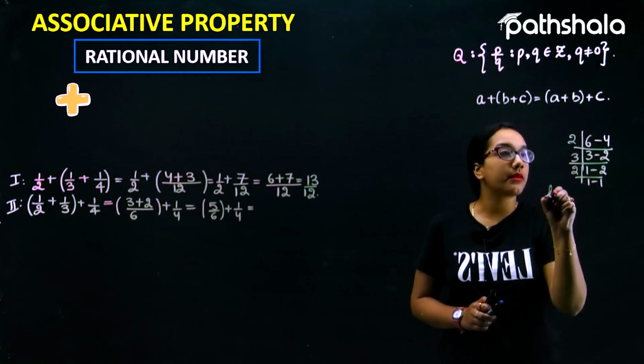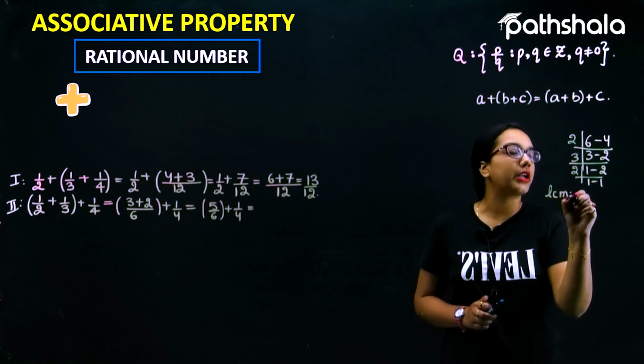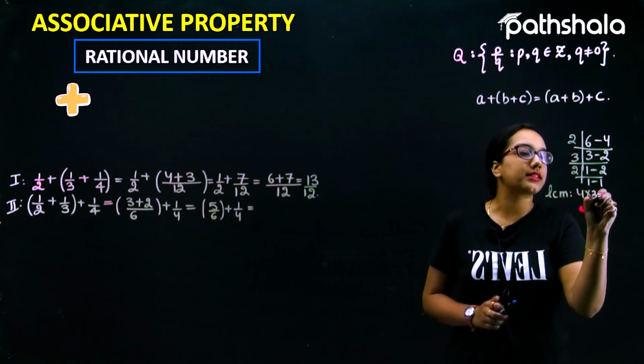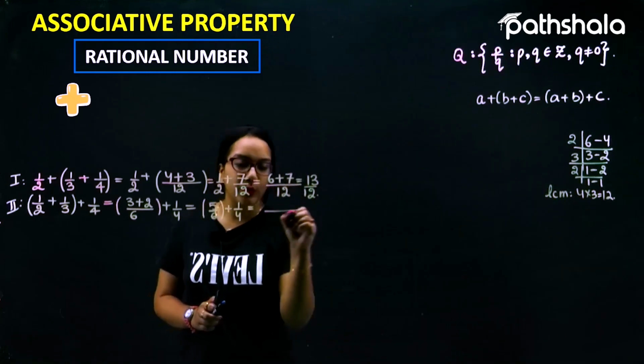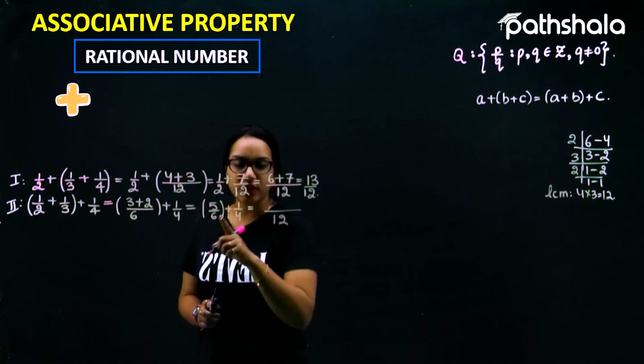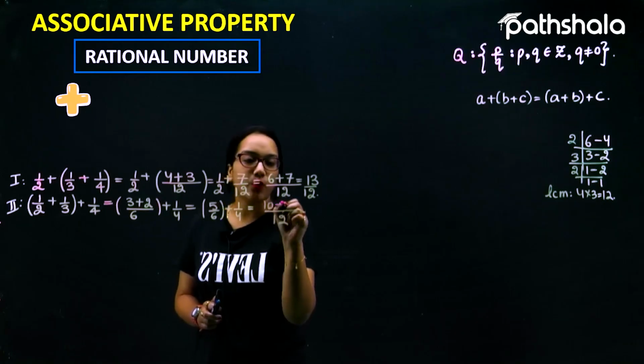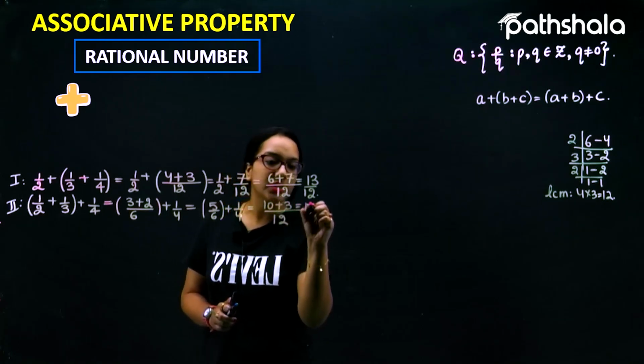So the LCM of 6 and 4 is nothing but 4 into 3, that is nothing but 12. So again, 6 and 4's LCM is nothing but 12. So we get 6 2s are 12, means 10, plus 4 3s are 12, means 3. So the answer is 13 by 12.